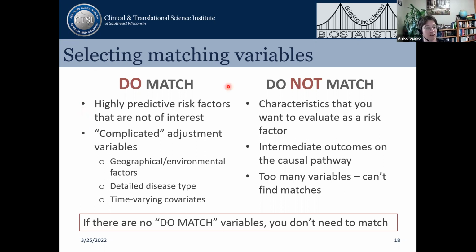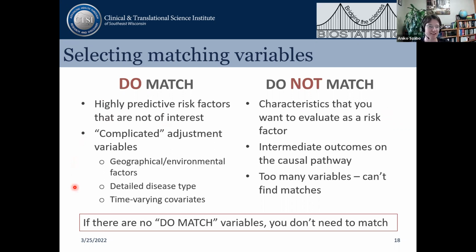On the other hand, you do not want to match on characteristics that you want to evaluate as a risk factor, because once you match on something, you adjust for it away. So that's a good thing. On the other hand, you will never know whether it was a risk factor or not. So that's why it's important, these predictive risk factors that are not of interest, that's the one you want to match on. It's good to match on complicated adjustment variables.